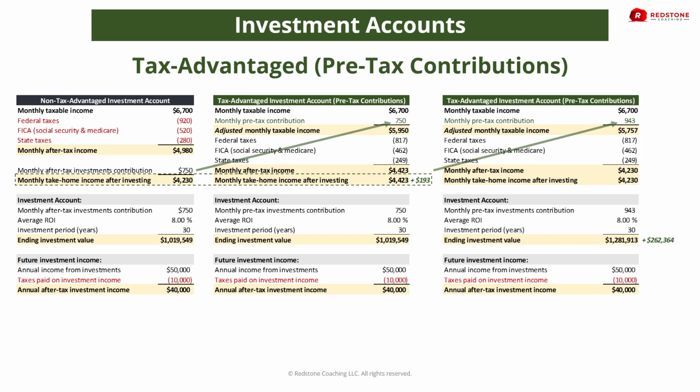You're going to end up with $4,230 a month that you're taking home and it's hitting your checking account. But you've invested $943 pre-tax. So what that means is rather than $750 a month, you're contributing $943 a month. And let's assume that you're still making the 8% over 30 years. Well, you're now at $1,281,000. You're $262,000 higher at the end of 30 years. And it's because you maximized the pre-tax advantage.